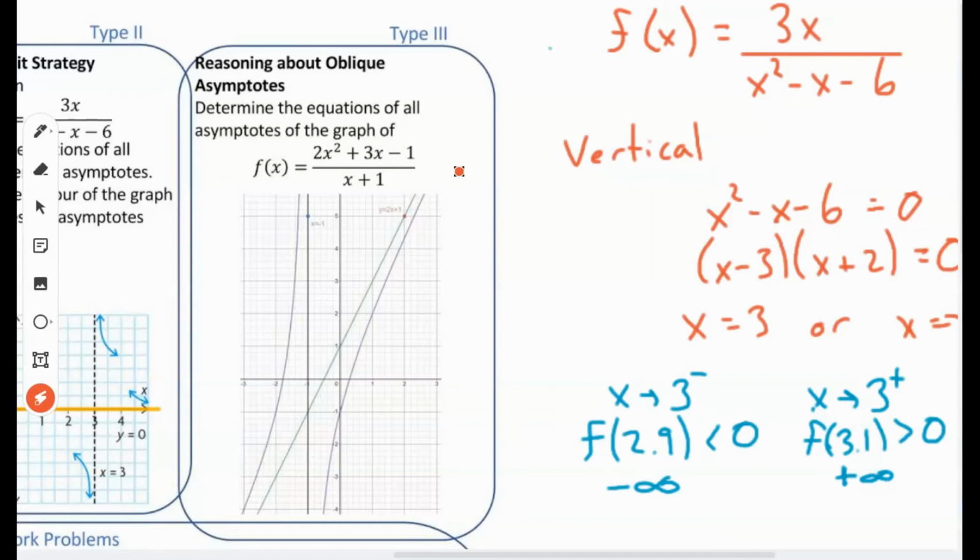So you'll get an oblique asymptote anytime the degree of your polynomial is greater in your numerator than in the denominator. So you can see in this case, in the numerator, we have a degree of 2. In the denominator, we have a degree of 1.